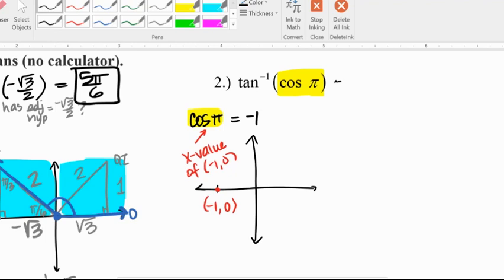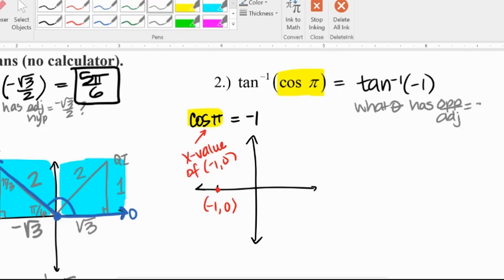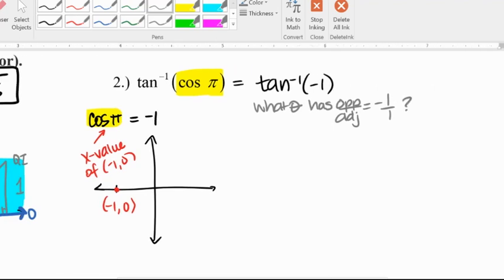So now I'm going to look at the original problem and replace cosine of pi with -1. I'm going to finish the problem. So let's think about what this means. This is asking you what angle has opposite over adjacent that equals -1/1. So I'm going to write it as a ratio, okay? They've given us a ratio, which is -1 or -1/1, and they're asking me tangent inverse. So they're asking me for the angle.